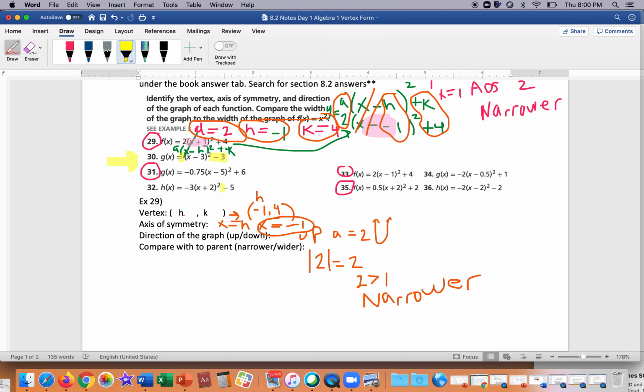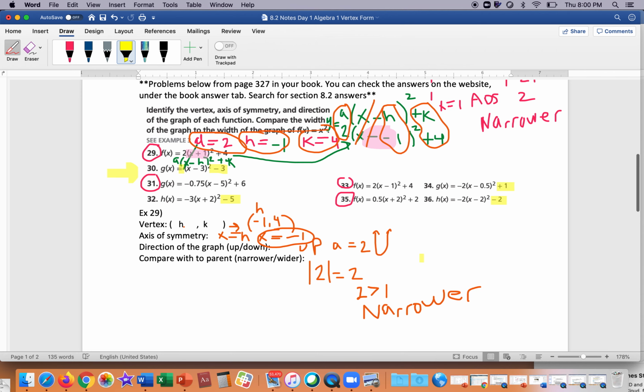So for 32, the k value is negative 5. For 34, the k value is 1. For 36, the k value is negative 2. The only thing that changes is what's inside parentheses. Inside parentheses, or your h, is opposite of intuition. So give the evens a try.